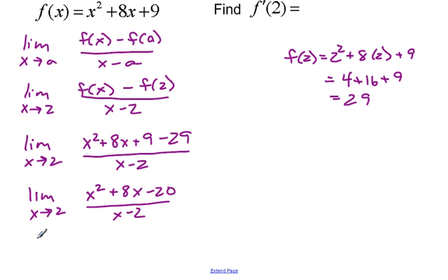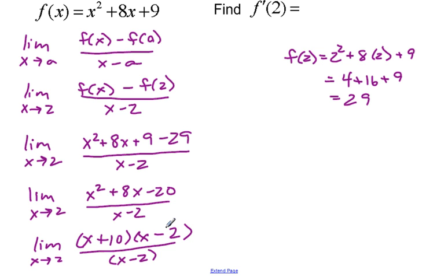And we're hoping that this is factorable. So limit as x approaches 2. And we need, let's see, factors of 20 that subtract to 8. It looks like 10 and 2 should do the job. Plus and minus. And now this is working out just beautifully because my x minus 2's are going to cancel. And I can simply plug in 2 and I get 12 for my limit.